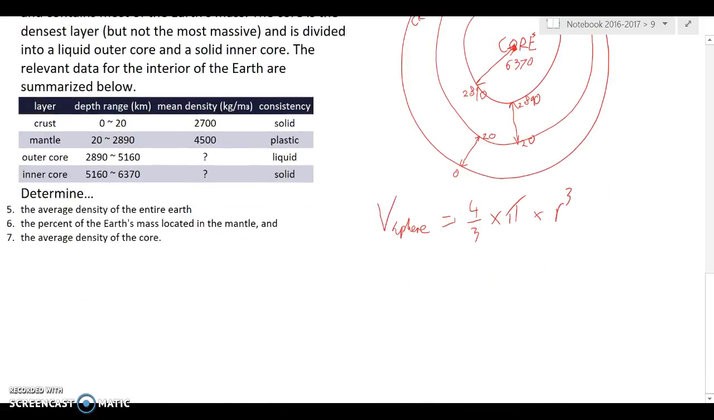Now question 7, determine the average density of the core. I won't give you any help with that, but it's probably the most difficult question you're going to face in this homework.